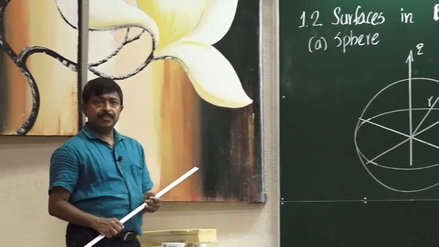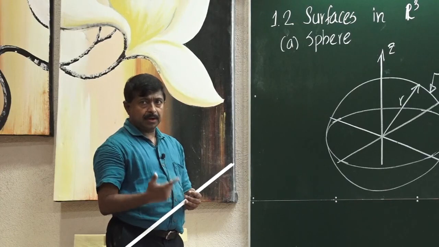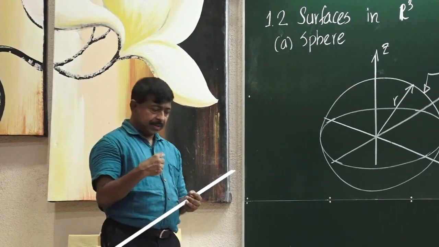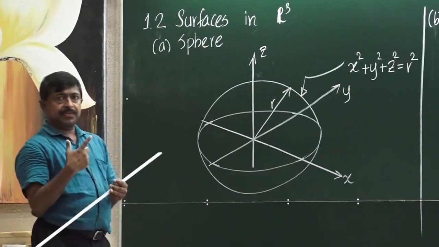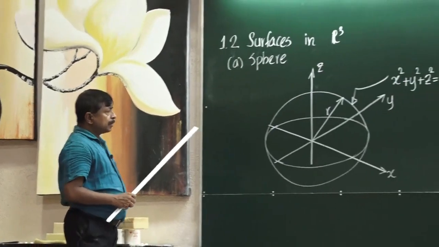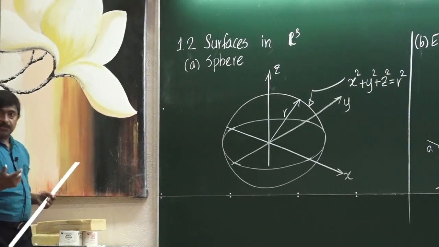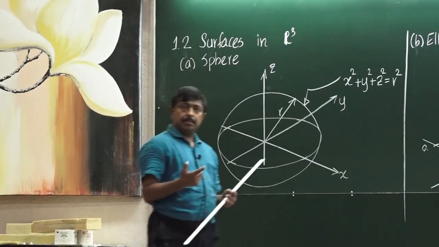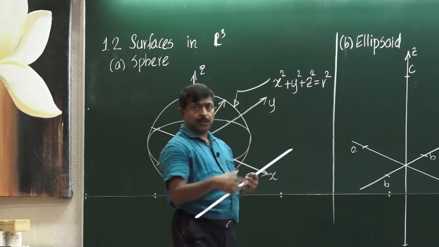In this section, we try to be familiar with the surfaces in R3. Once the equation is given, let us see how we sketch the appropriate graph. Now, in this case, we need to consider several objects like sphere, ellipsoid, paraboloid, plane, cylinder, and so on.